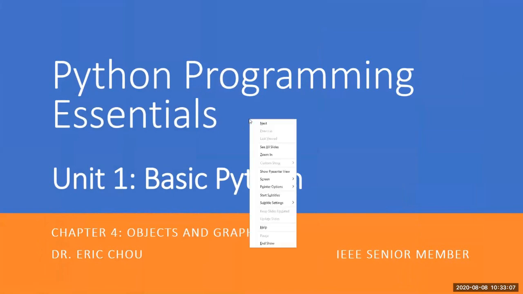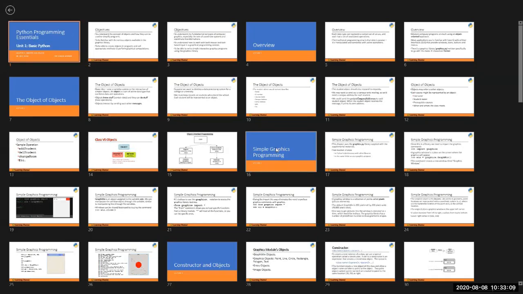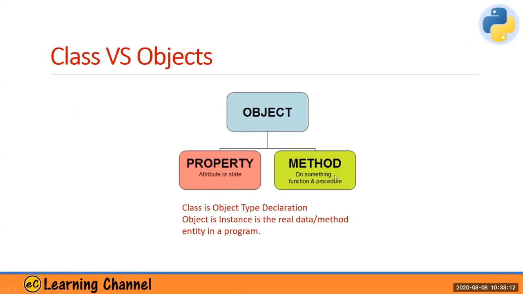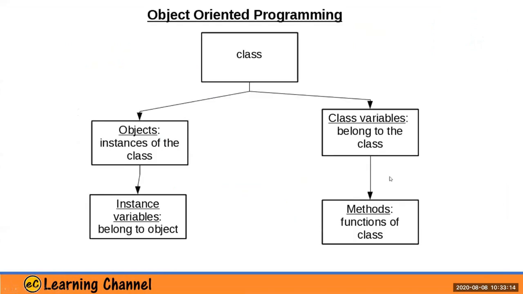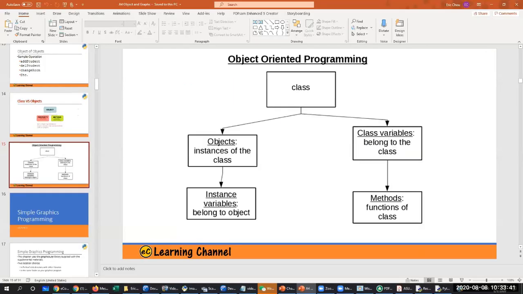So this chapter is a little bit tougher than the previous 3 chapters, but it will give you the basic idea of what an object is. So object-oriented programming includes the class as a template. Then you have the class variable, you have the method, you have the object, you have the instance variable. So the class variable belongs to the class. An object is an instance. So the instance variable belongs to the object.